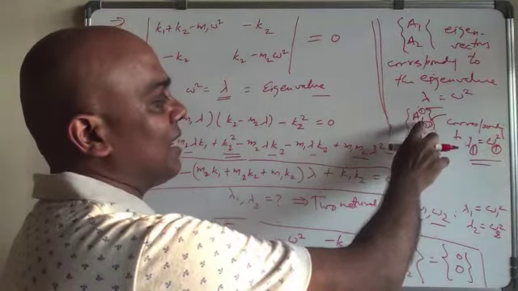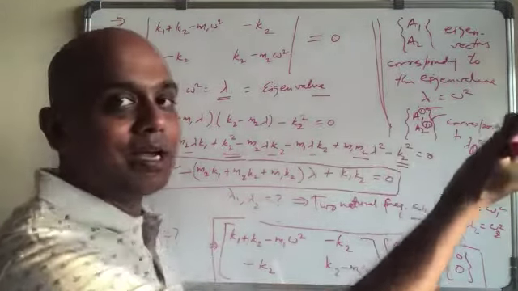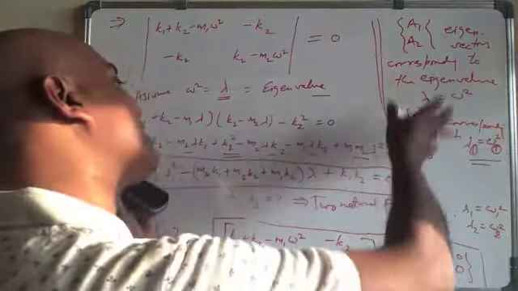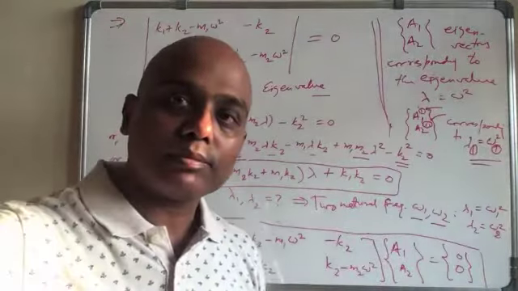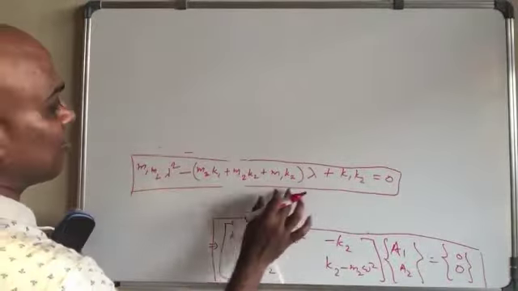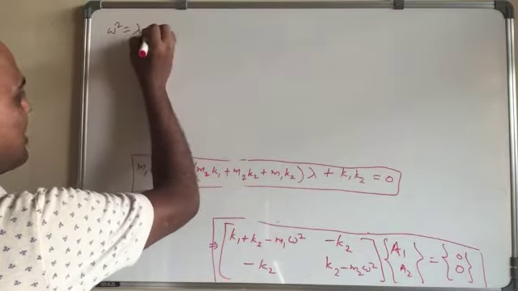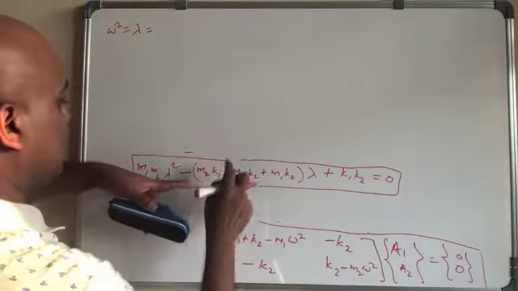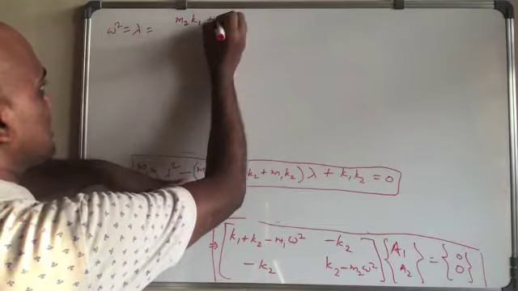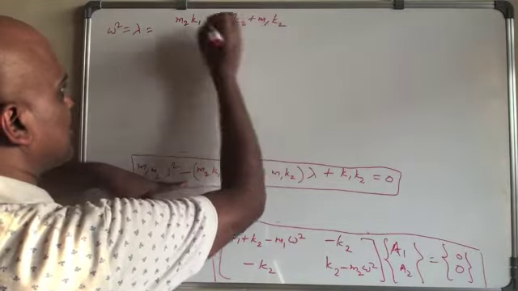The ratio of A2 to A1 is either alpha or beta that we were talking about in the beginning. So that's how you can find out from here. So given these equations, we can find out the value of lambda, or we can say omega square equal to lambda is equal to m2 k1 plus m2 k2 plus m1 k2.